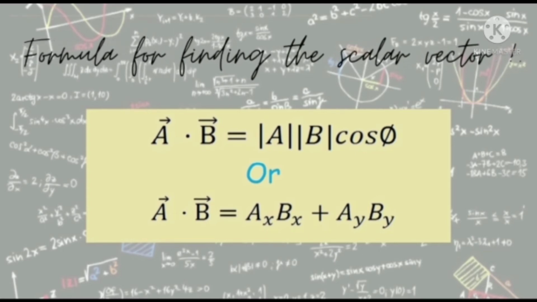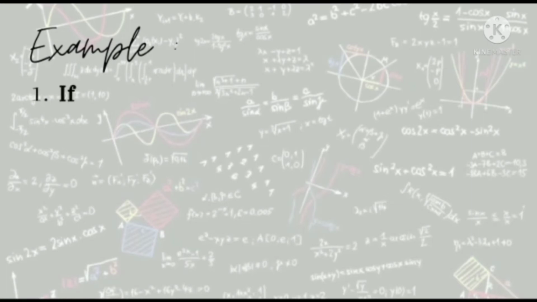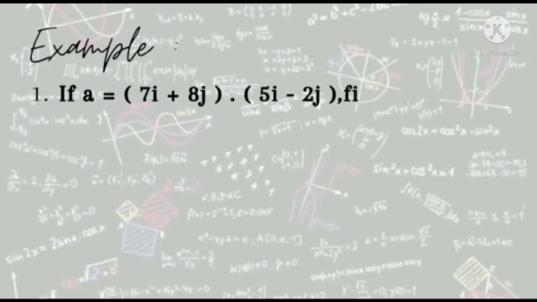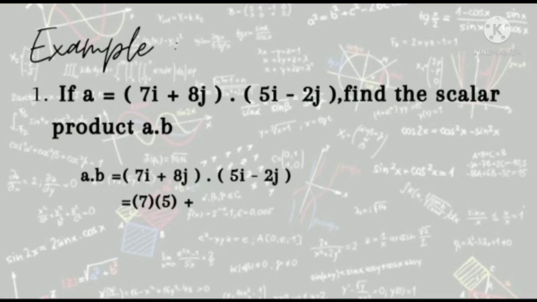There are two types of formula for finding the scalar product of vectors. So now let's see how to do the calculation by using this formula. For an example, if A equals 7i plus 8j and B equals 5i minus 2j, then find the scalar product A dot B. A dot B equals 7i plus 8j dot 5i minus 2j. Then 7 times 5 plus 8 times negative 2, and you will get 35 minus 16. Then the answer will be 19.